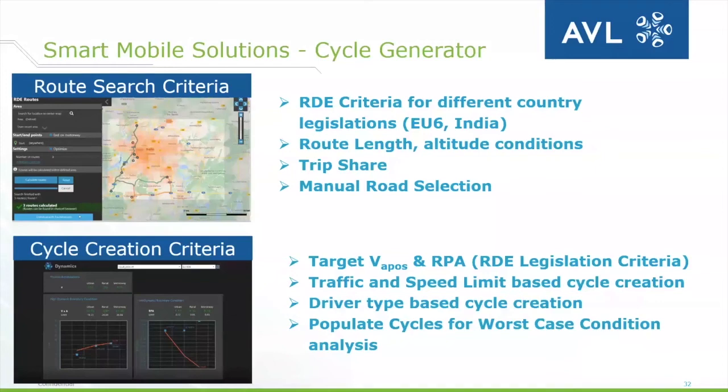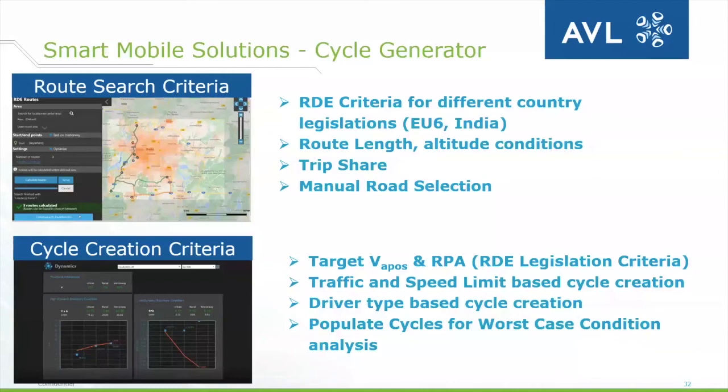And the user can define at the beginning of the process in which target VA pulse or RPA level the cycle should be created. This is an important capability, and the user can define upfront the aggressiveness of the cycle, or can define the different worst case conditions.